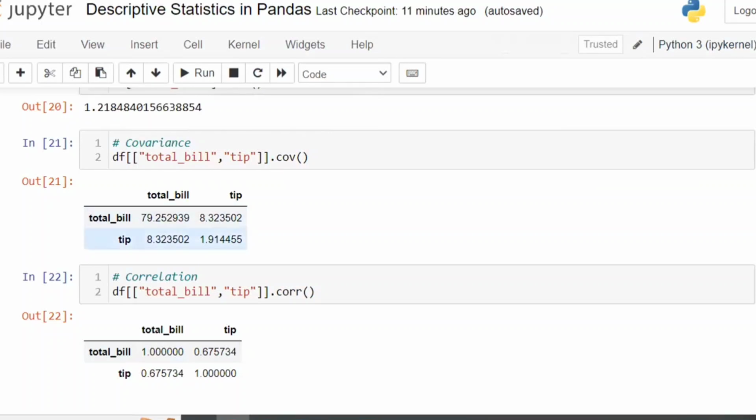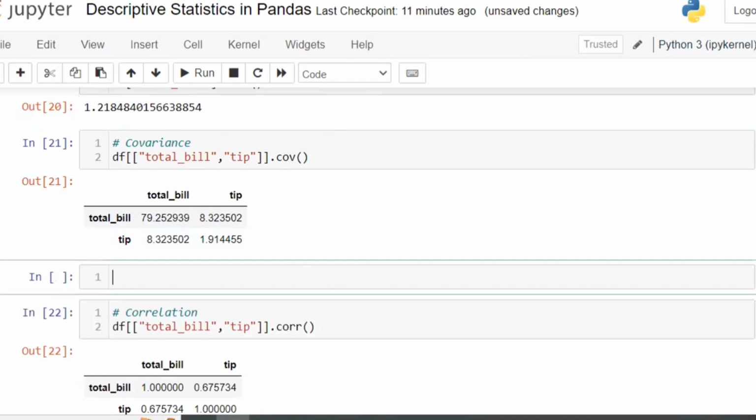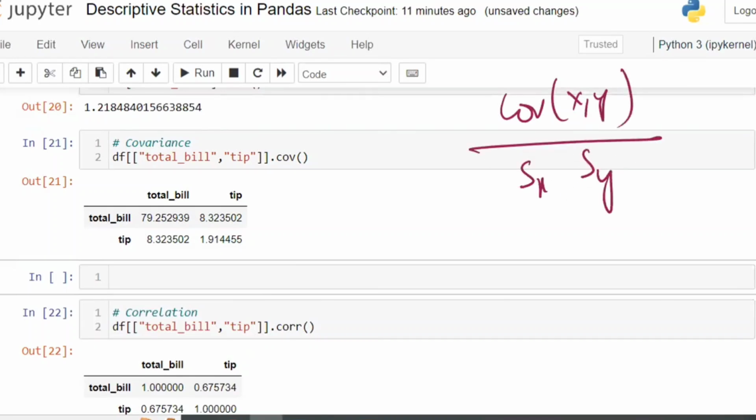So this is the covariance. Now covariance is 8.3. What is meant by correlation? Correlation is nothing but covariance of x, y divided by standard deviation of x and standard deviation of y. The covariance you have got is 8.32. Now, what is the standard deviation of x? First, calculate the standard deviation of x separately. That is the total bill: total bill dot std.